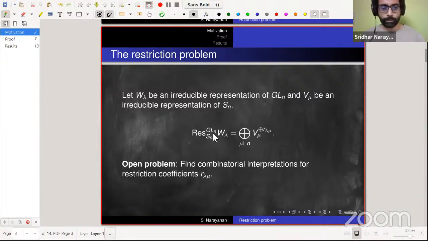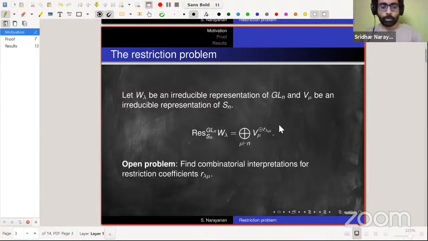And when you do that, this irreducible representation is going to decompose into a direct sum of irreducible representations of the symmetric group. And the multiplicity of each of the irreducible representations of the symmetric group is called a restriction coefficient. Now, the restriction problem is to find a combinatorial interpretation for these coefficients. And as I said, it has long been an open problem, and there are very few results on this side of it. But we know that it is closely connected to the problem of plethysms, which I won't be getting into.